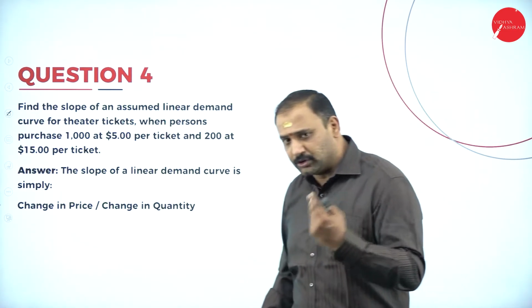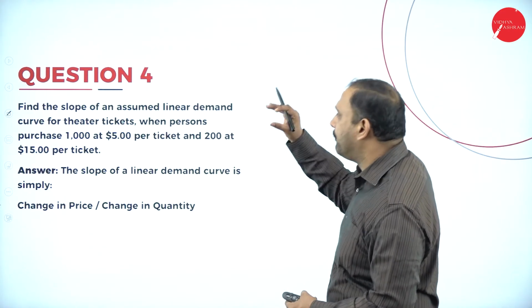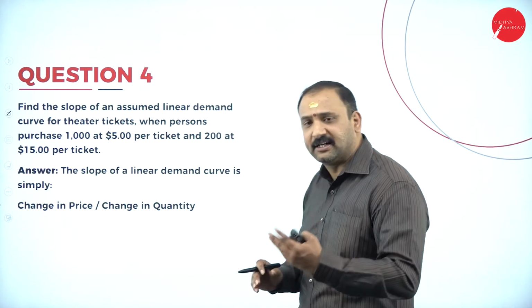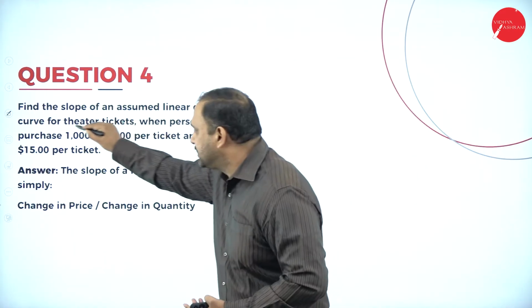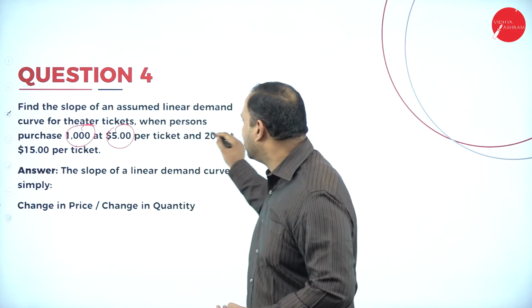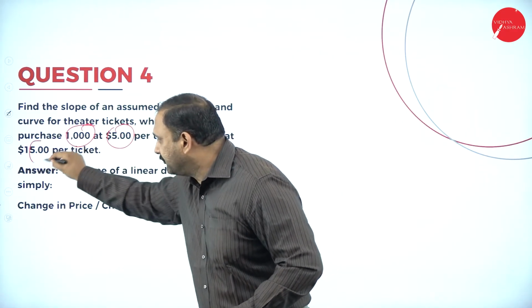Followed by the fourth question. Find the slope of an assumed linear demand curve for theater tickets when 1,000 are purchased at $5 per ticket and 200 at $15 per ticket.